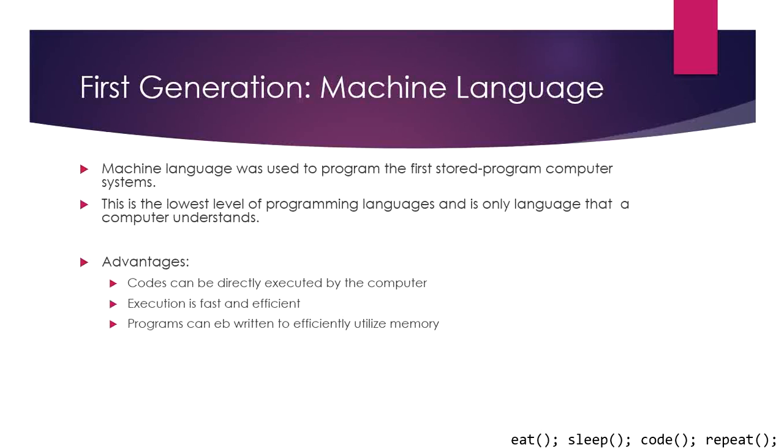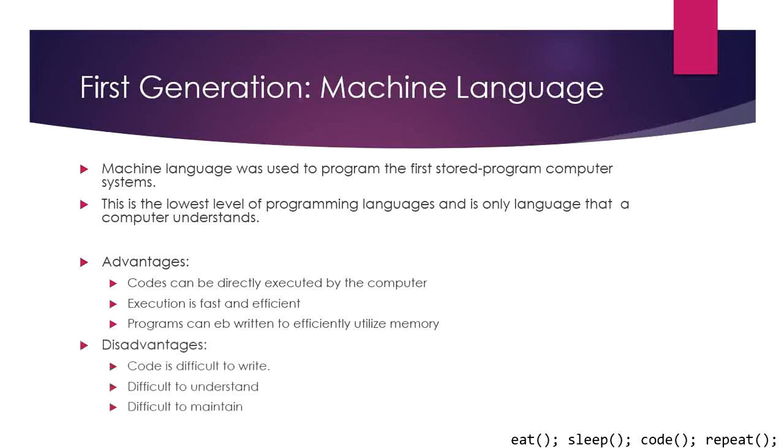Codes can be executed directly by the computer. We don't need to convert it to a machine language and then execute it; the code is directly executed by the computer. And of course, if you are not converting anything, then execution will always be fast and efficient, and programs can be written to effectively utilize memory. Of course, it takes less space because we're not adding many files to it.